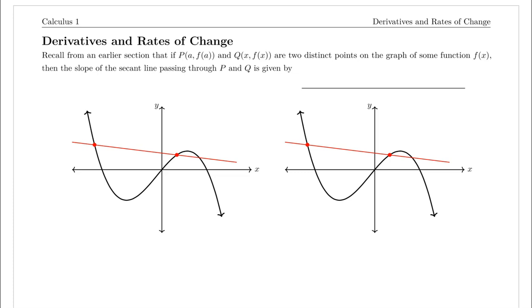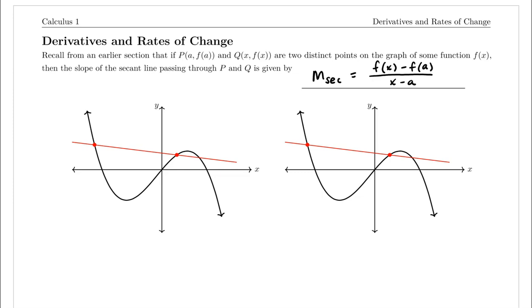So recall from an earlier section that if we have some fixed point P with the coordinates a comma f of a, and some variable point Q with the coordinates x comma f of x, and these are two distinct points on the graph of some function f of x, then the slope of the secant line that passes through P and Q is given by the formula f of x minus f of a all over x minus a.